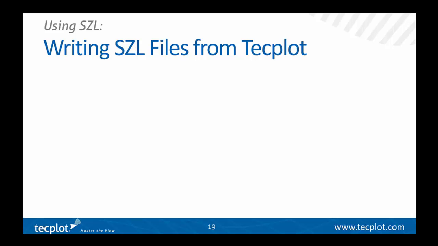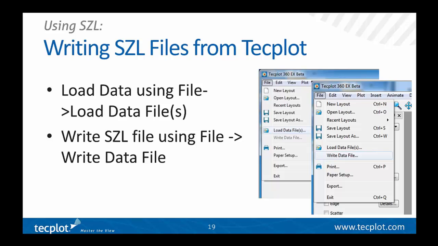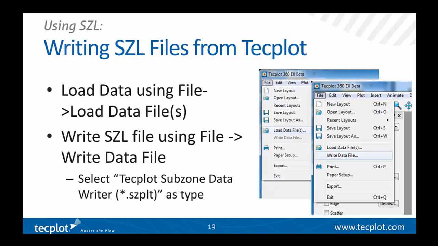So how do you write Sizzle files from Tecplot? It's really easy, actually. You load your data in the standard way, whatever data loader you're using, doesn't matter, except we don't currently support polyhedral grids. Then from the file menu, you go down to write data file, and you select the Tecplot subzone data writer in the file open dialog. So that's essentially all there is to it. It'll go through the process of creating the subzones, indexing them, and writing the data for you.